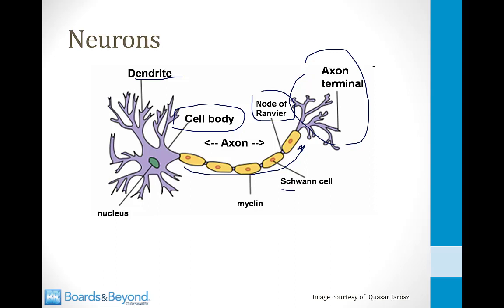And then there is a Schwann cell surrounding the myelin sheath, and the Schwann cells are what create the myelin in the peripheral nervous system. So this is a peripheral nervous system cell. In the central nervous system, the oligodendrocytes are what create the myelin.